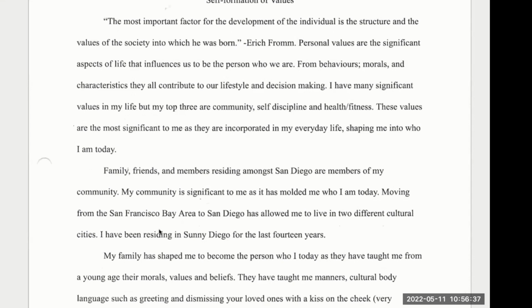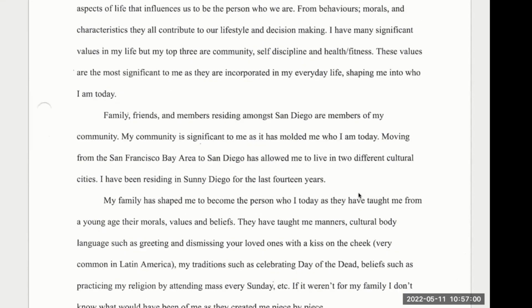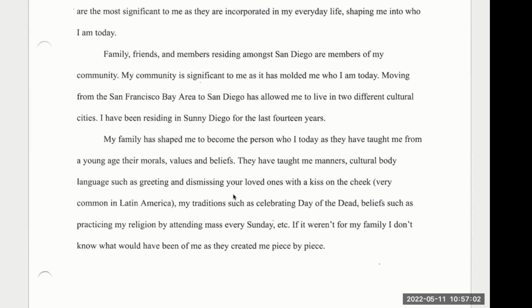And then she writes about it: my community is significant to me as it has molded me into who I am today. And there are some little mini mistakes in some of these sentences. Then she talks about how, personally, she moved from San Francisco to San Diego, and it allowed her to live in two different cultures and to make a comparison. Then she talks about her family, how they shaped her to become the person she is today, what they've taught her, the morals, values, and beliefs.